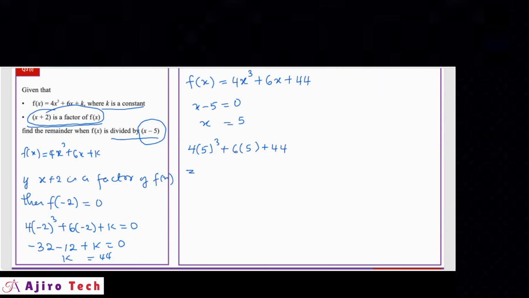Okay, so 5 raised to the power 3 is 125. So 4 times 125, that's 500, plus 30 plus 44. And that should be 574. So the remainder is 574. So that should be the remainder when it is divided by x minus 5.